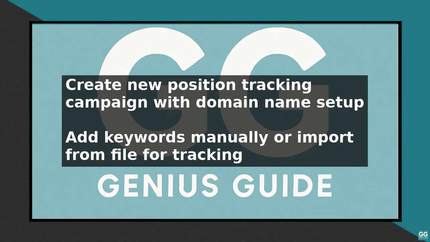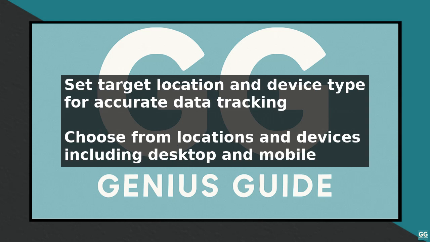Now, set your tracking schedule, which determines how often Semrush will check your website's position for the specified keywords. You can choose from a range of frequencies, including daily, weekly, or monthly. For most campaigns, daily tracking is recommended, as it provides the most up-to-date information.